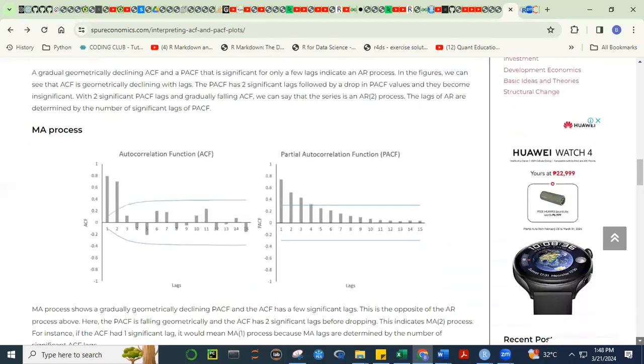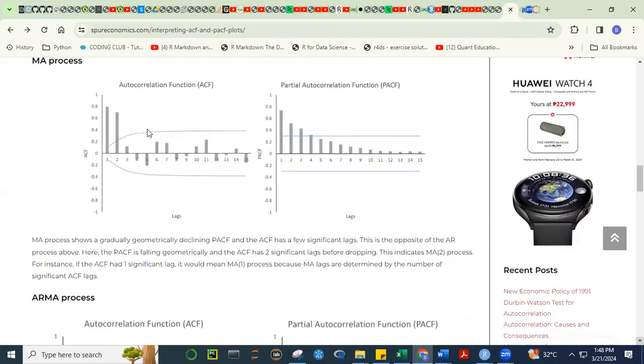On the other hand, for an MA process, it's reversed. You take a look at the ACF function. An MA process shows a geometrically declining PACF, and an ACF that has a few significant lags. So here it is significant at lag 1, significant at lag 2, and then nothing. It cuts off. There are no other significant lags. But the PACF is geometrically declining.